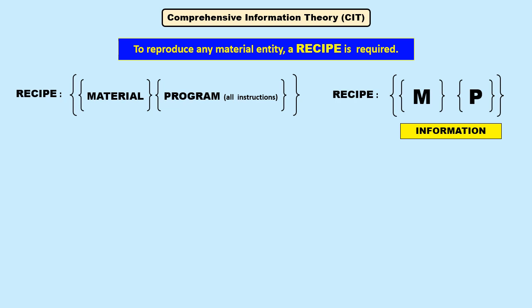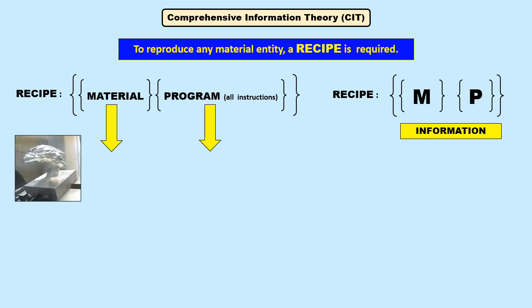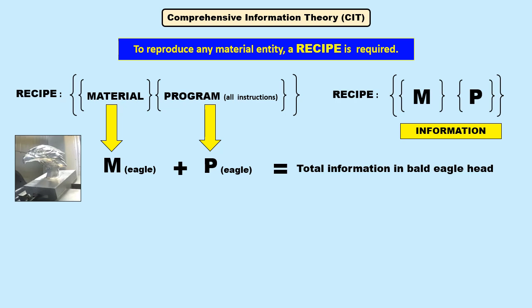Both M and P depend on a number of factors, all of which are contained in the measurement reference for the measurement. As mentioned at the start of this video, here we're using the terms and concepts freely, since other CIT presentations provide the full details. Okay, so for the eagle head we have M eagle plus P eagle equals the total information in the eagle head. Stated differently, the information in the bald eagle head, which is a material entity, is the information that is needed to reproduce, or create, the eagle head, and that amount is M eagle plus P eagle.